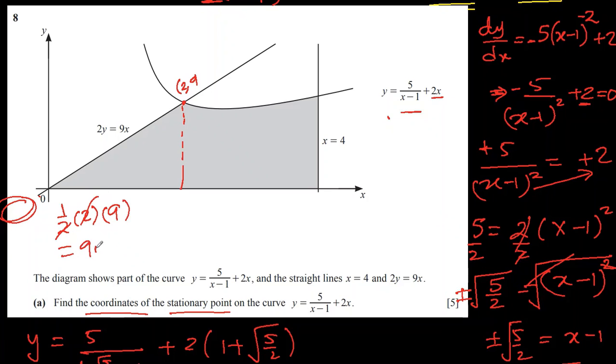And 2 and 2 cancel, 9 units square is the area of this triangle. Now the only question left is this one. This is x equal to 2, this is x equal to 4. We have to find the area under the given curve from 2 to 4. And that will be the one we'll be doing now.